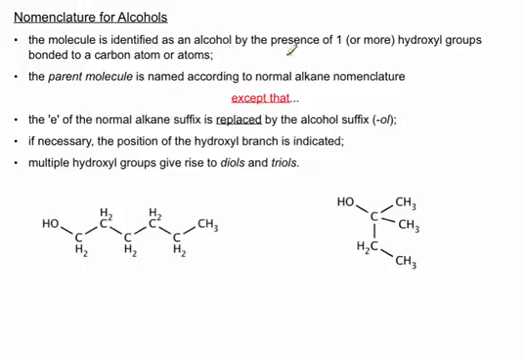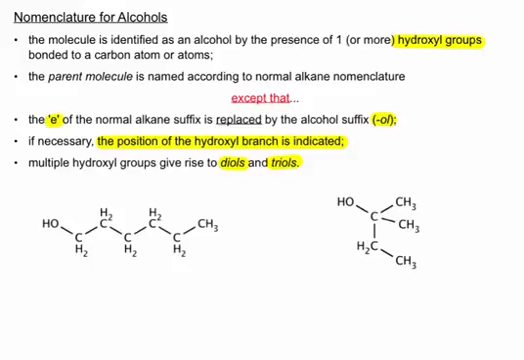Nomenclature: an alcohol is identified by the presence of a hydroxyl group, so that makes it an alcohol, not an alkane or alkene or anything like that. The parent molecule is named according to alkane nomenclature, except now we take the E of an alkane name and replace it with the suffix ol. And so that is about it. If necessary, the position of a hydroxyl branch is indicated, and that's common now. When you have multiple hydroxyl groups, they can be known as diols or triols, just the number of OH groups.